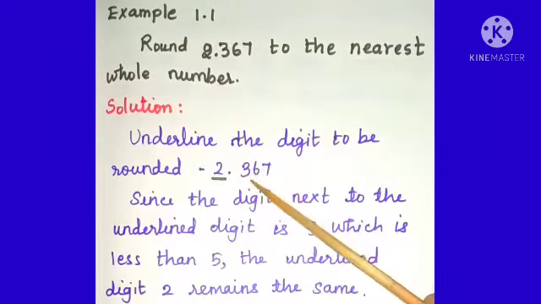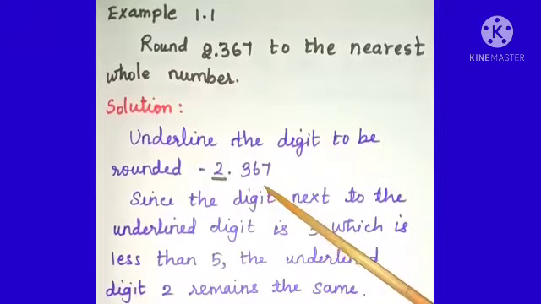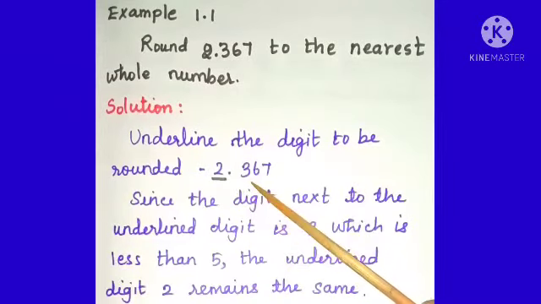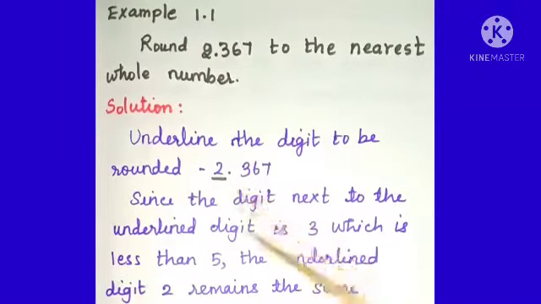If that digit is less than 5, then the underlined digit remains the same. If that digit is greater than or equal to 5, add 1 to the underlined digit. After rounding off, ignore all the digits after the underlined digit. So, students, these are the steps to follow to round a decimal.